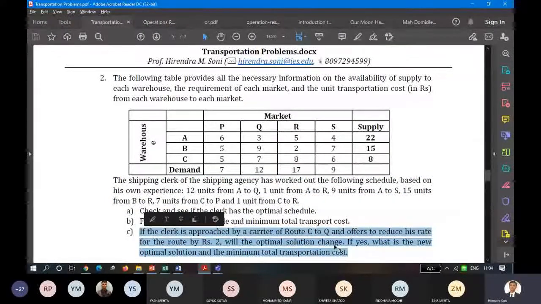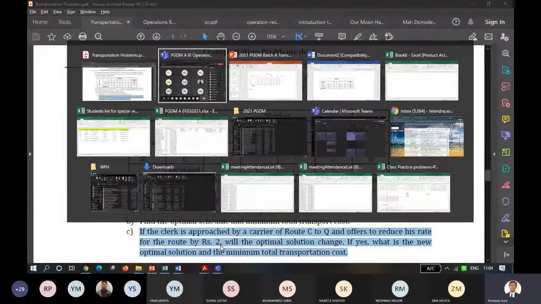If the clerk is approached by a carrier of route C to Q and offers to reduce his rate for the route by ₹2, will the optimal solution change? If yes, what is the new optimal solution and the minimum total transportation cost? C to Q by ₹2. So let's go back and see this.